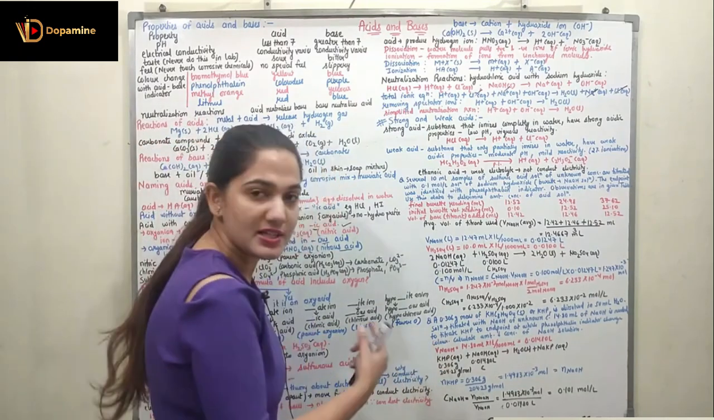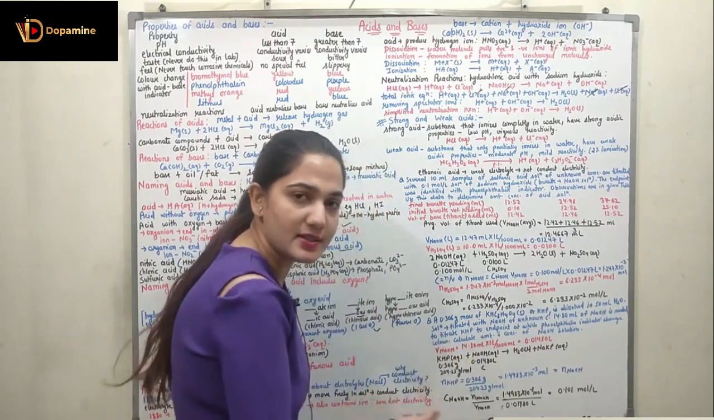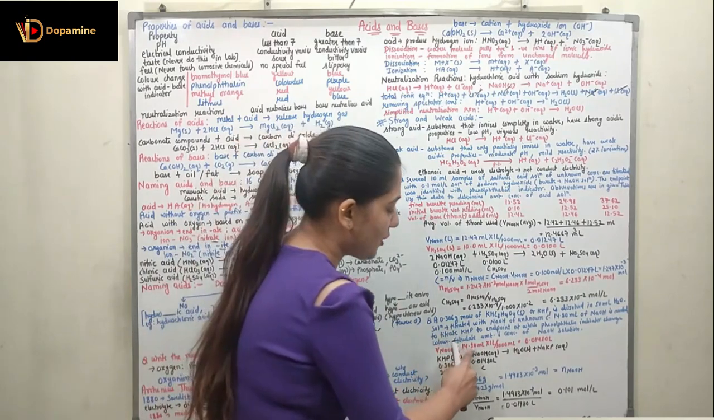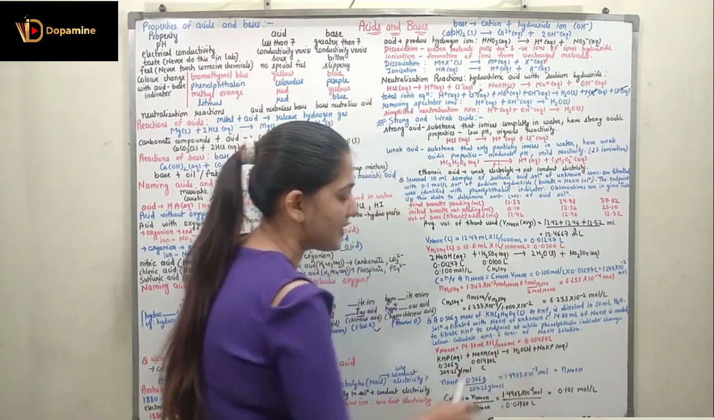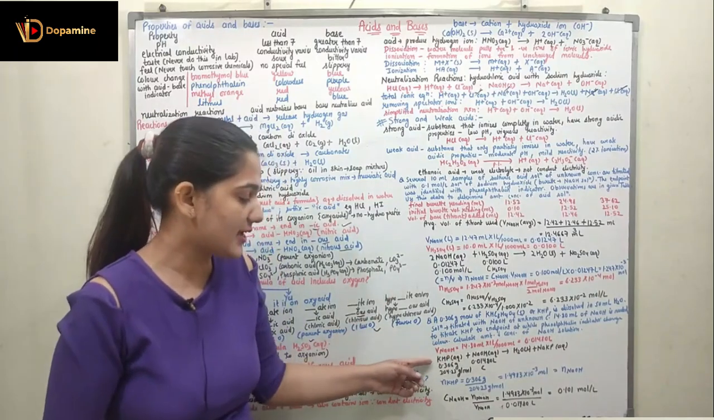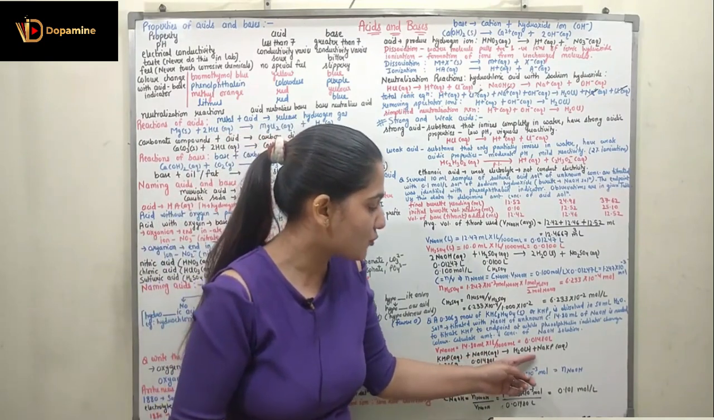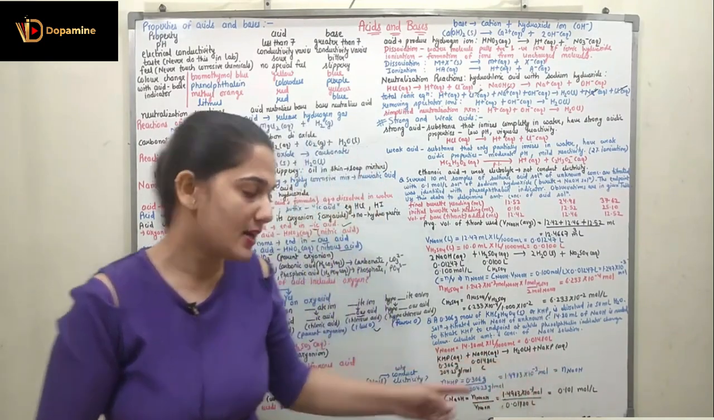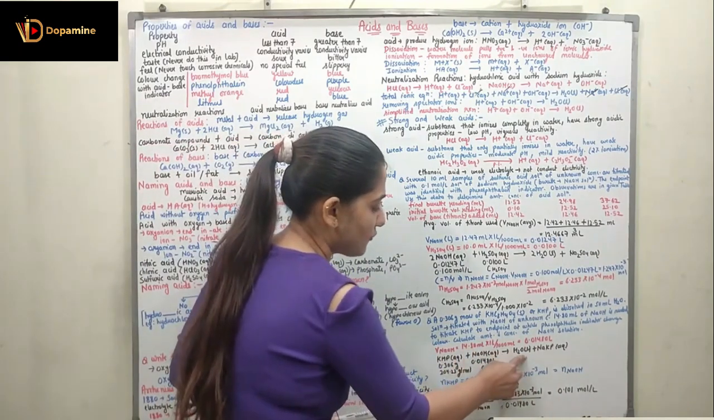So the volume of NaOH is given. The volume of NaOH is 14.8 ml. We can convert this into liters. So 14.80 ml into 1 liter by 1000 ml gives 0.01480 liter. Now coming to the reaction. In the reaction KHP, which is an acid, is going to react with NaOH to form H2O plus NaKP, right? So NaKP is the salt. These two, the acid and the base, react to form H2O.